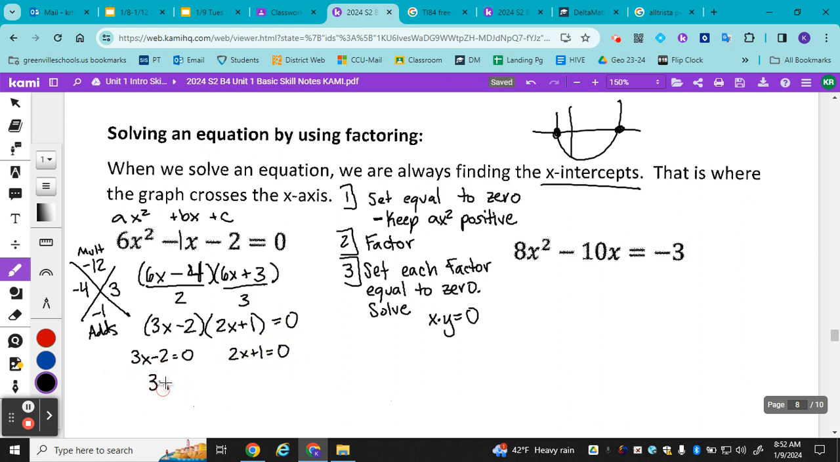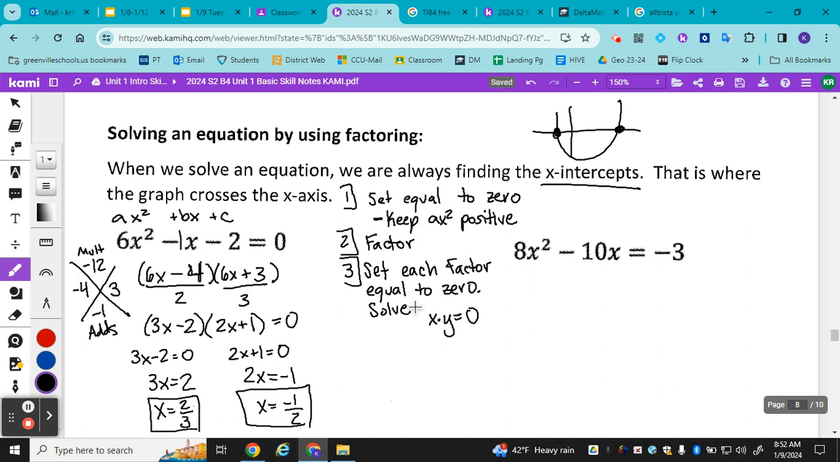Add over your 3x. Nope, I lied. Add over your 2. Divide over by 3. I want that as a fraction. Otherwise, it's going to be 0.6 repeating. And if it is repeating, go ahead and leave it as a fraction. Subtract over 1, divide over by 2. Okay? Those are your zeros.